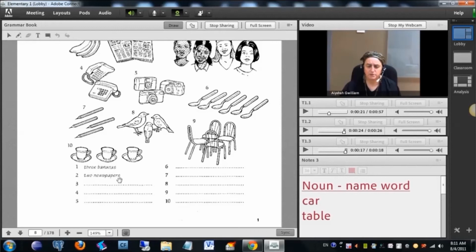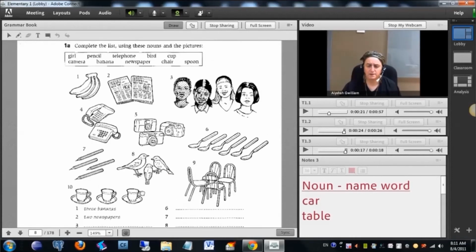Okay? Look at number 3. Number 3. We have 1, 2, 3, 4. Okay, and what are these? They are girl, but because there are 4, we write 4 girls. Okay, let's write the first one for you.